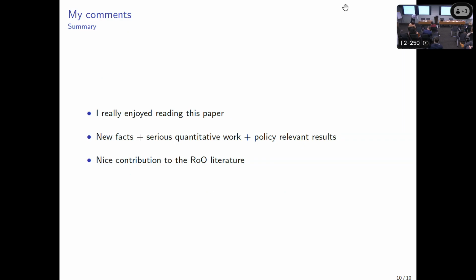How do I compute the lambdas, the rule of origin strictness? In the empirical application, we compute them at the 6-digit level. When we quantify the model, we average them at the 2-digit level, using trade value as weights. So it's a weighted average of the 6-digit level rules of origin.